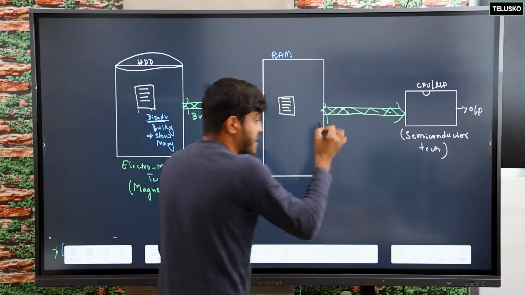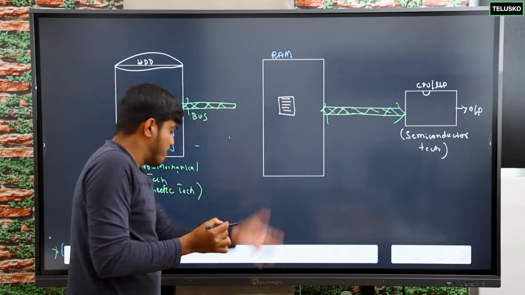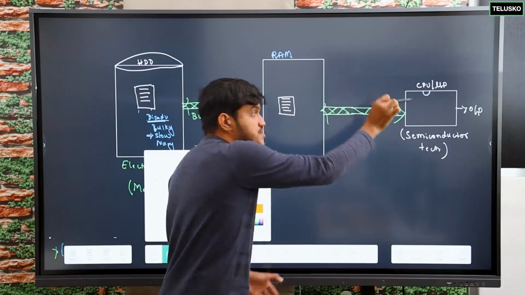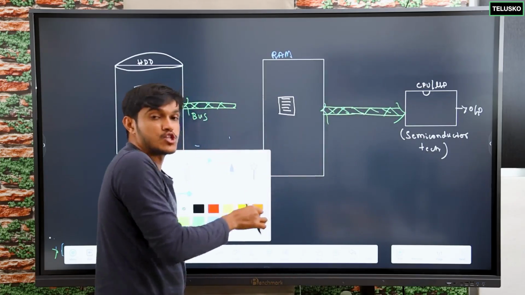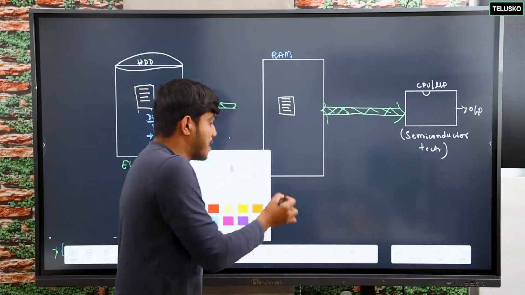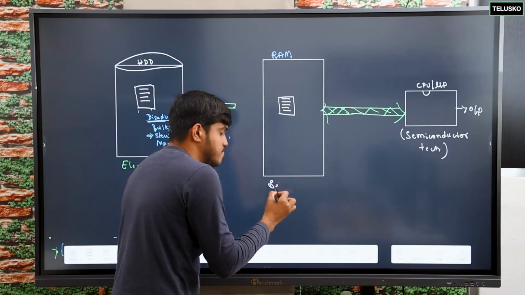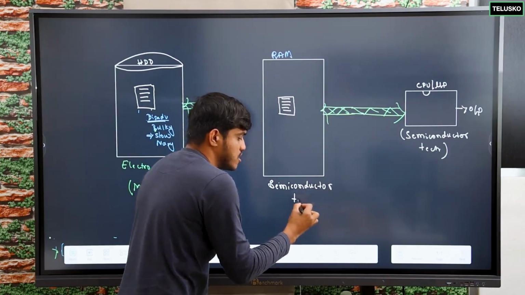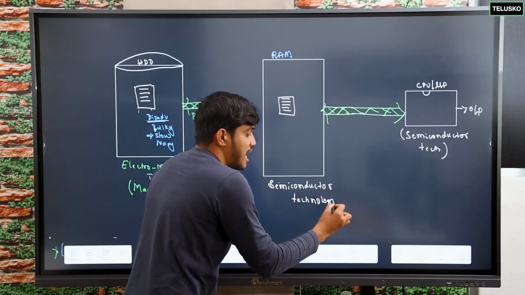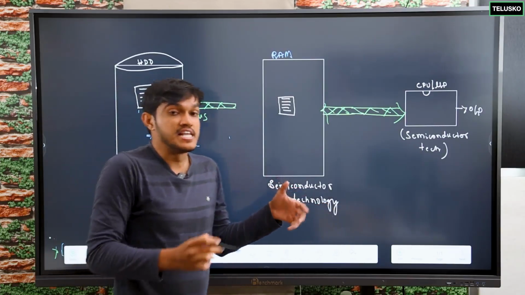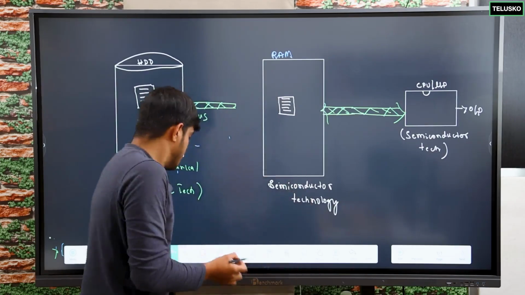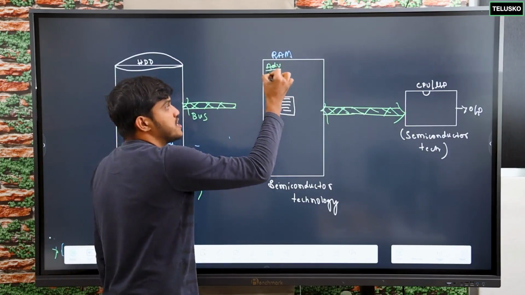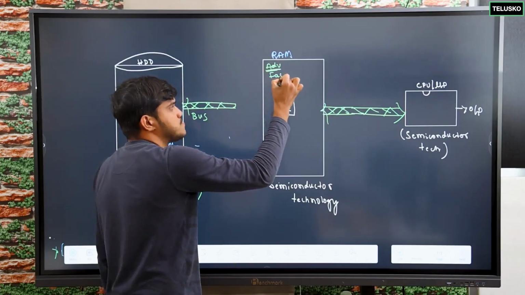And can you guess what technology they might have used to manufacture this? Of course, if you want to match the speed of the CPU, it should be the same technology with which your CPU is manufactured, which is none other than semiconductor technology. And what is one of the major advantages of this technology? It is very, very fast in its nature.